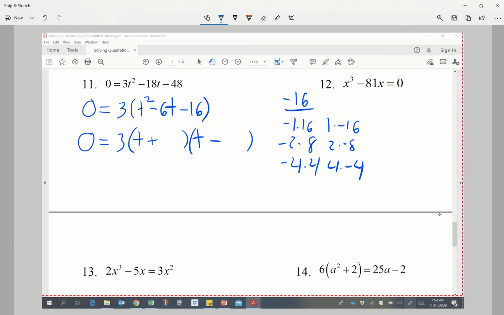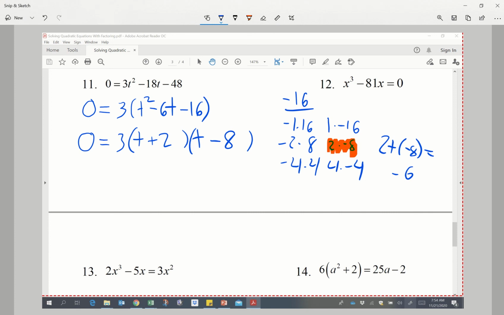Notice these two end up being the same. One's positive 4, one's negative 4. But we need the combination that multiplies to negative 16 and would also add to give negative 6. That combination, if we look for it, should be right here. It's going to be a positive 2 and a negative 8. 2 plus negative 8 would give us negative 6. So when we go to our factorization, notice the 2 is going to have to be behind the positive sign because it's positive, and the 8 is going to have to go behind the negative. So it's going to be (t plus 2)(t minus 8).